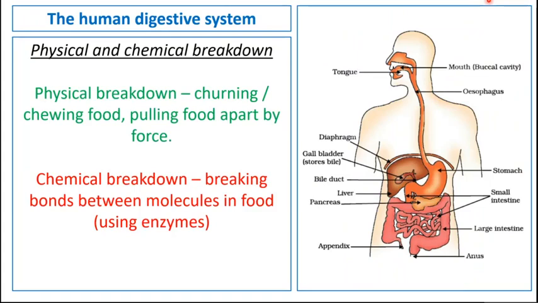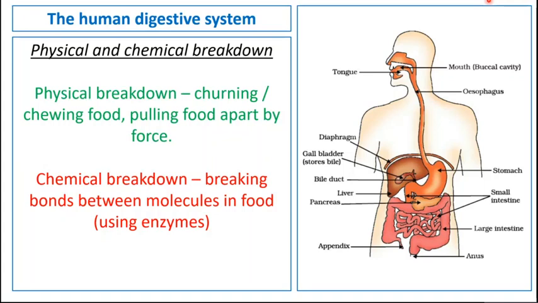Now, moving on to different parts of the digestive system, there are 2 types of breakdown for food. You've got a physical breakdown, you've got a chemical breakdown. A physical breakdown is going to be a churning or chewing of food. So that's food being pulled apart by force. Obviously in your mouth, it's your teeth. In your stomach, you've got muscles that can churn food, and you've got hydrochloric acid as well that can be used.